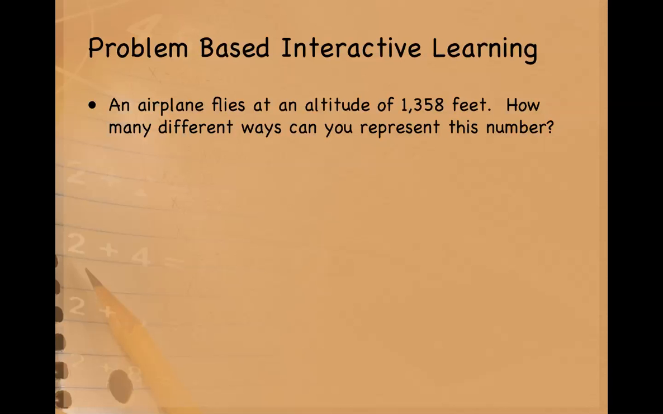Let's begin. The first thing I will need to do for this problem is underline the number. I know that I need to represent 1,358 feet. The word represent means to show. So I need to show this number in as many ways as I can. The first way would be exactly the way it is. So I'm going to write down 1,358 feet, just the way it is. And with those digits the way they are, this is called standard form.